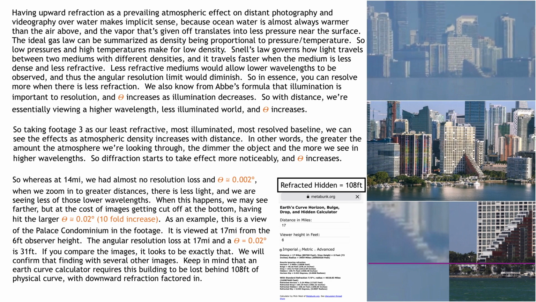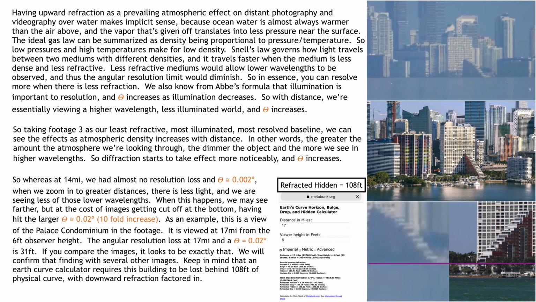Snell's law governs how light travels between two mediums with different densities, and it travels faster when the medium is less dense and less refractive. So less refractive mediums would allow lower wavelengths to be observed, and thus the angular resolution limit would diminish. So in essence, you can resolve more when there is less refraction.